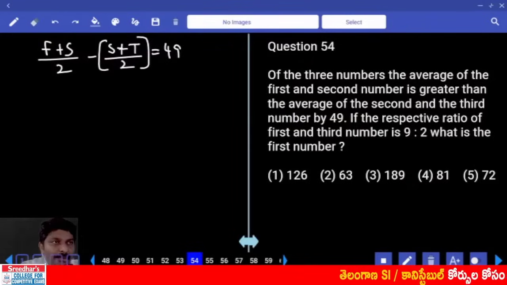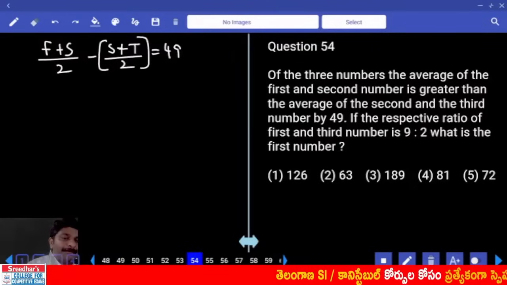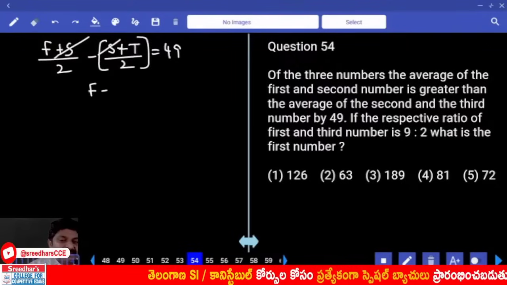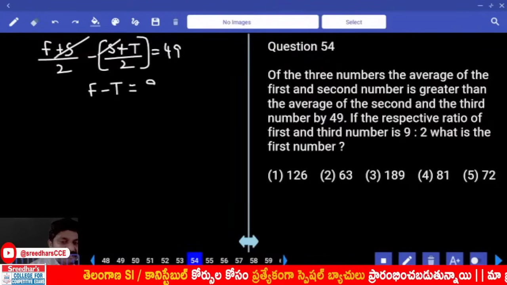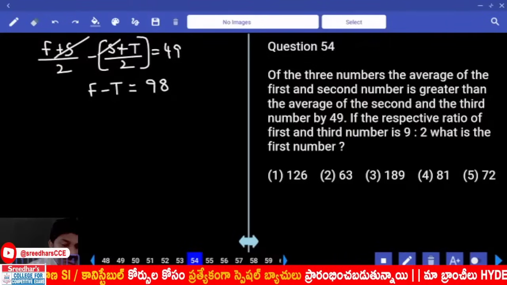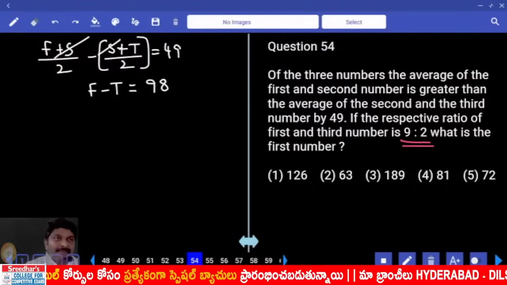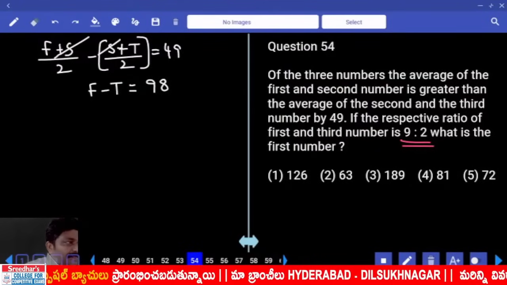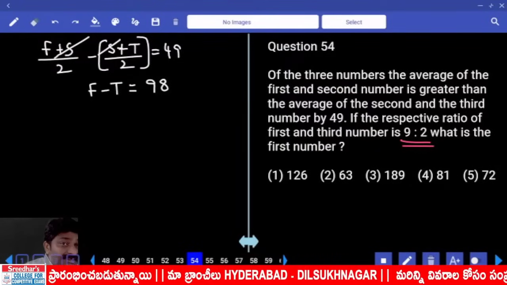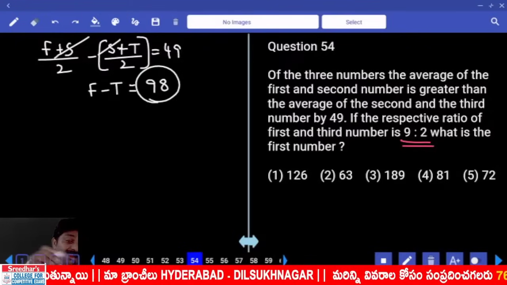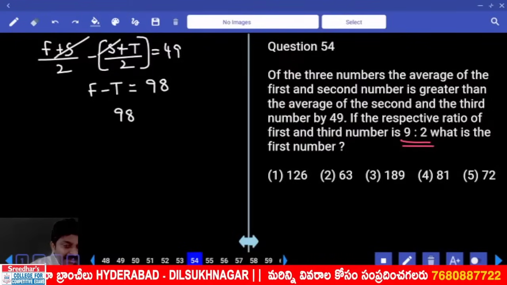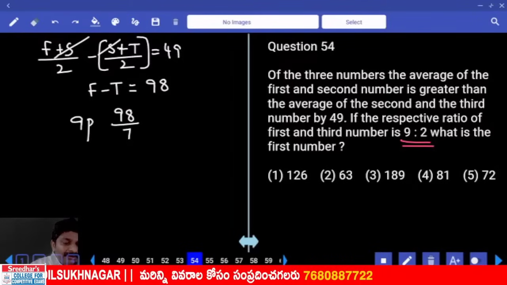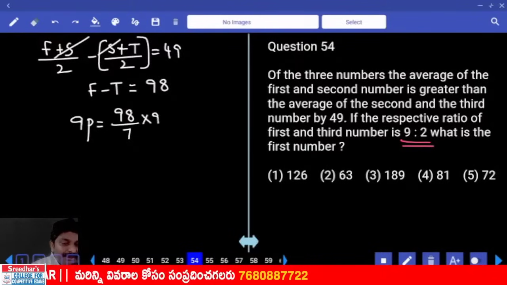If you take 2 common in the left hand side denominator, in the numerator plus s minus s gets cancelled. From that, first number minus third number is equal to 98. First number to third number ratio is mentioned as 9:2. Then first number is 9 parts, third number is 2 parts. Difference? That means this 98 is equal to 7 parts, right? Then 1 part is equal to 98 by 7. And first number is equal to 9 parts, that is equal to 98 by 7 into 9.